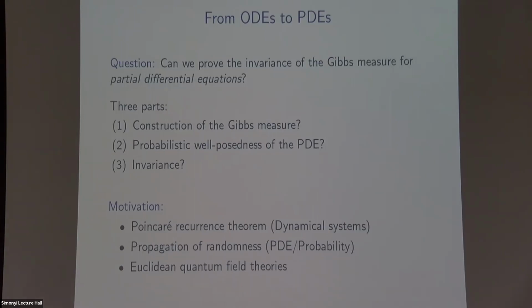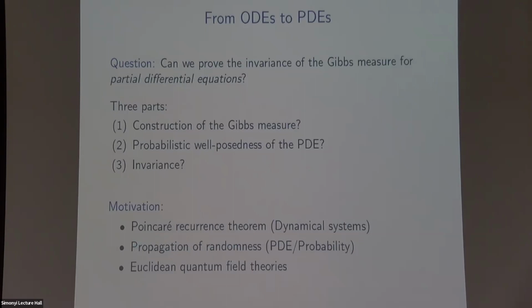The second motivation is maybe a little bit different in flavor, and it concerns the propagation of randomness. What we're really asking here is, you have a PDE, you have some randomness in the initial data. What happens to this randomness as your nonlinear flow gets turned on?